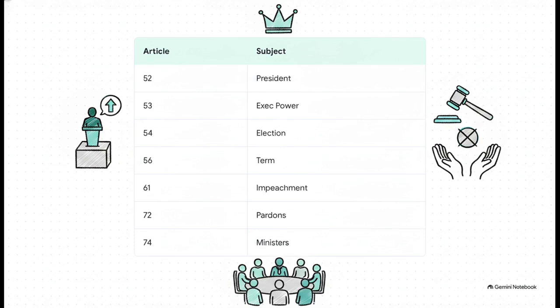Article 52 establishes the president. Article 53 grants executive power. 54 deals with their election, while 56 guarantees that 5-year term. If things go wrong, 61 is impeachment. For judicial mercy, 72 is the pardoning power. And 74 establishes the Council of Ministers, the body that aids and advises the president.